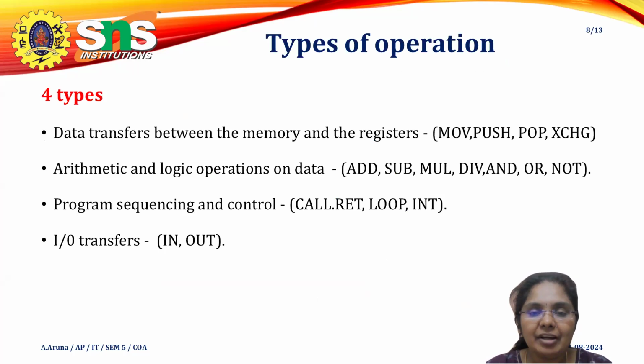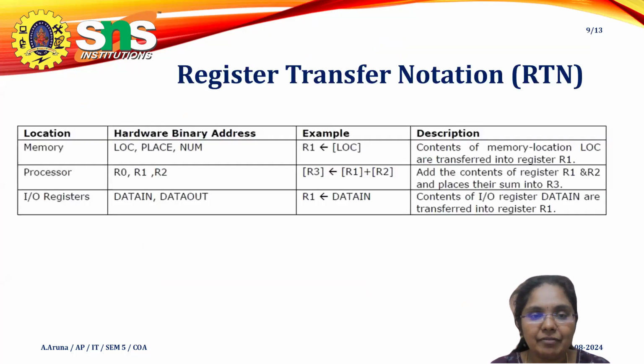Here we have four different types of operations that can be performed. One is the data transfer operation, that is memory read and write, where data can be transmitted between the processor and the memory. The next is ALU operation on data, and the next is program logic and control, and IO transfer, in and out. Program sequencing covers loop, init, call, retrieve. ALU operations are add, subtract, multiply, divide, and, or, not. And memory operations are move, push, pop, exchange, load or store. These are the various types of operations.